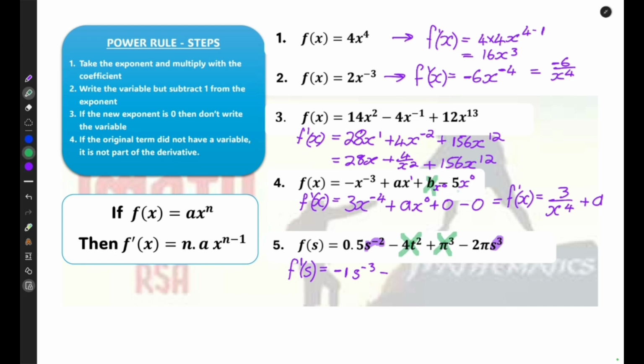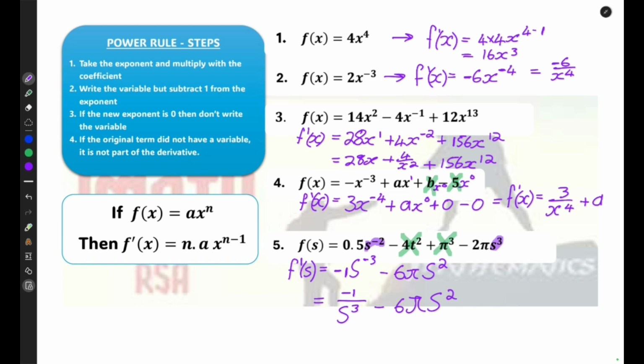Just like the b and the 5 up top, if it does not have the term that I'm working with, it does not go to the derivative. So now I'm only looking at the last one. This would be minus 2 times 3 gives me minus 6. The pi can stay there, and then this is just s squared. Let me just make this s a bit bigger as well. And then my final answer to this would be minus 1 over s cubed minus 6 pi s squared. So I'm only interested in the exponents of the variable in the bracket.